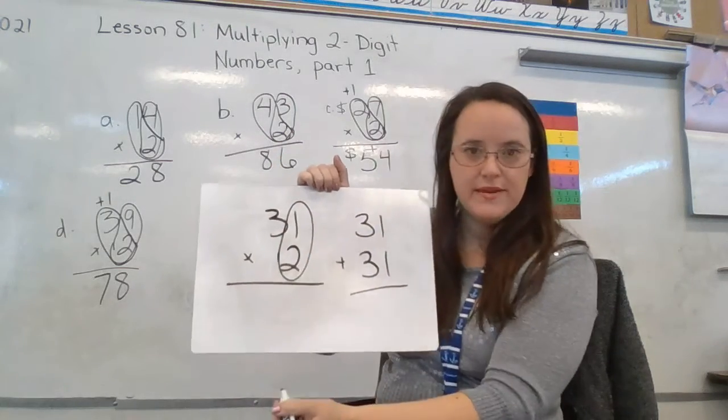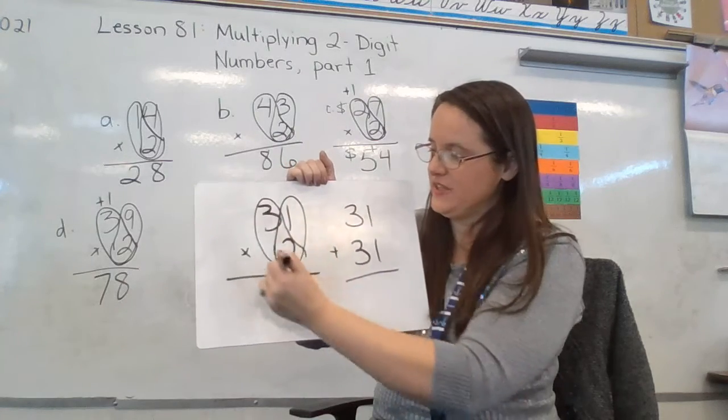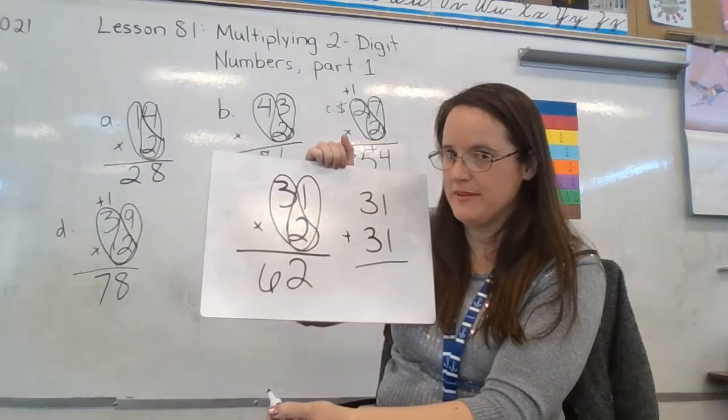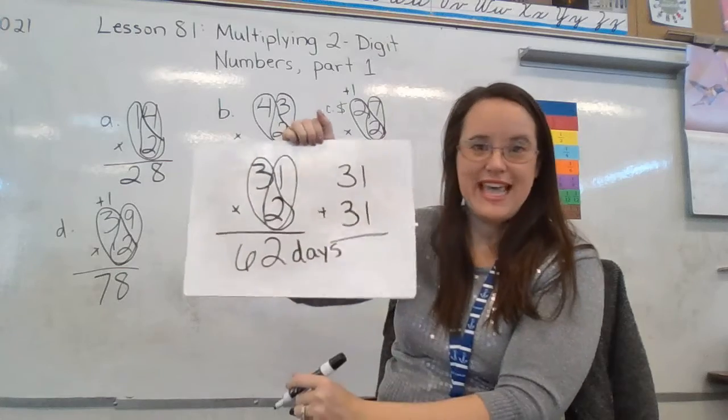2 times 1 is 2. Multiply your tens. 2 times 3 is 6, and it's a word problem, so 62 days.